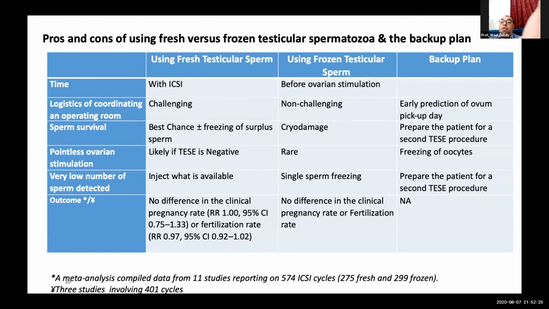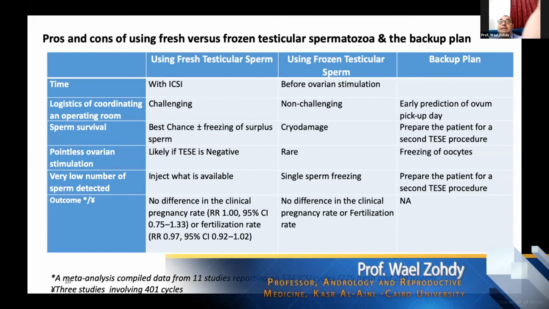Logistics, it's easy to use a frozen testicular sperm because it is challenging to coordinate the OR. From the sperm survival perspective, cryo damage may happen with the frozen testicular sperm. Pointless ovarian stimulation may happen if we prepare the wife and do TESE in the same cycle. This is rare with a frozen testicular sperm. Again, we can offer freezing of oocytes. That's really interesting and a very good option, especially if the wife is below the age of 37.